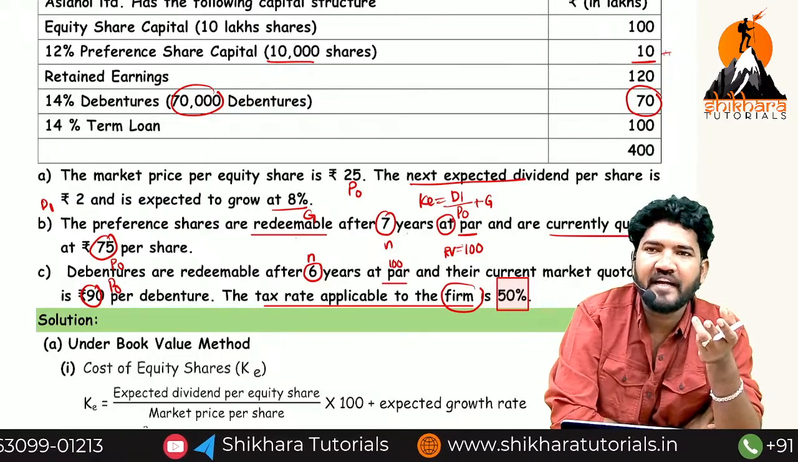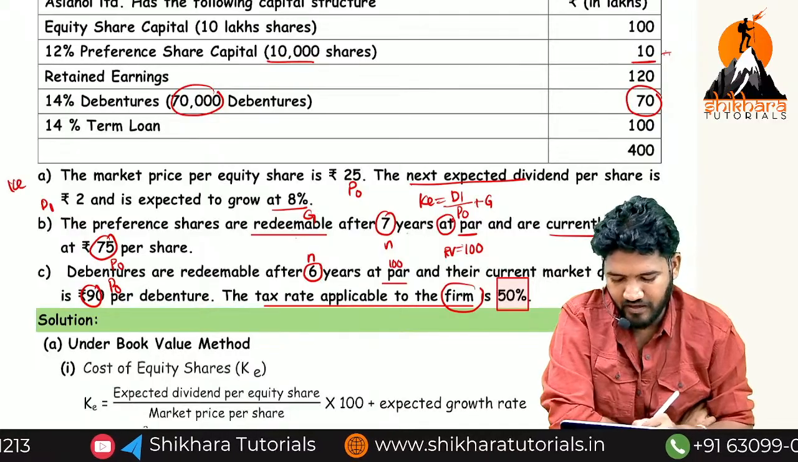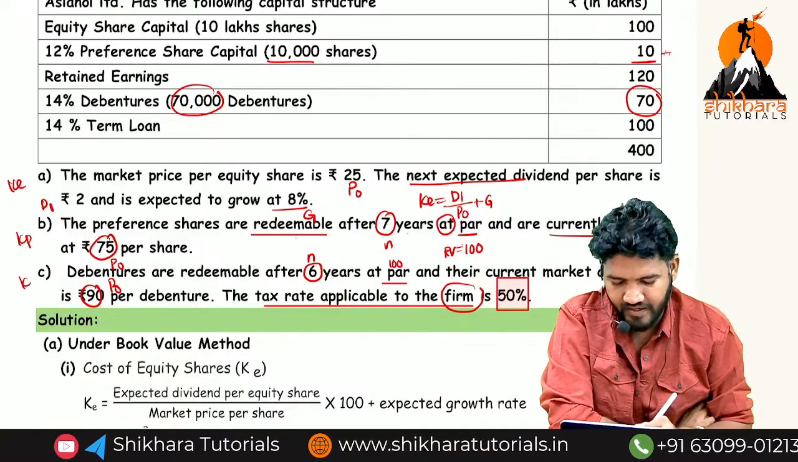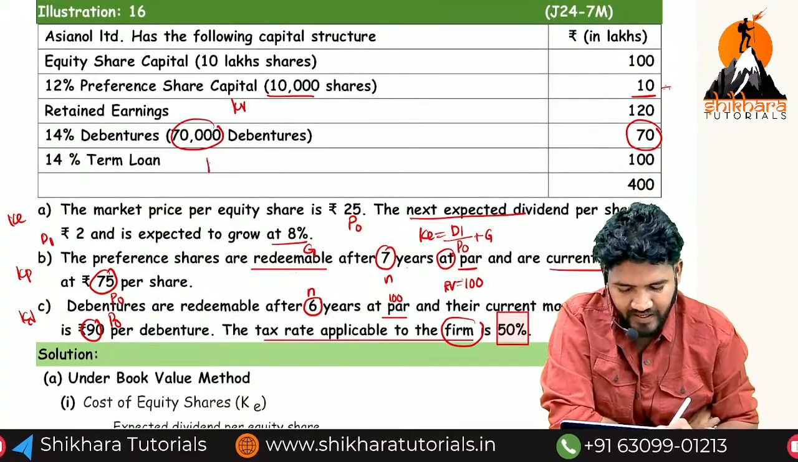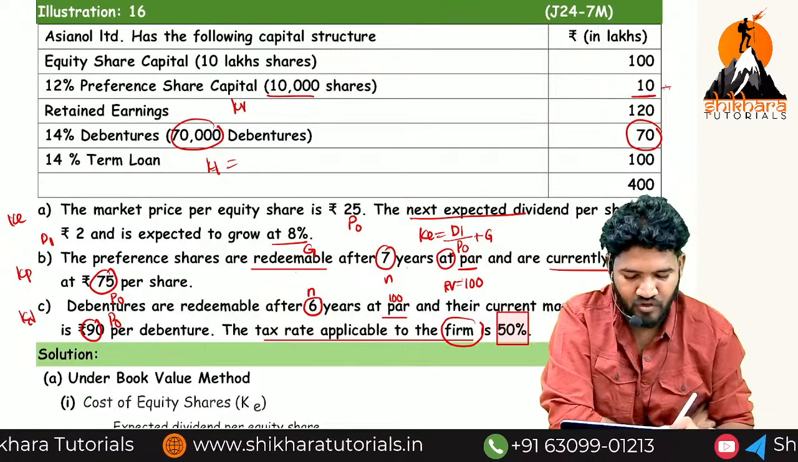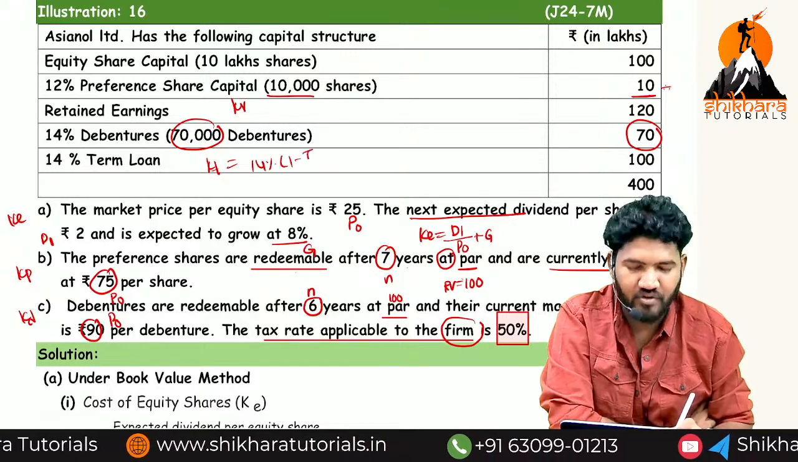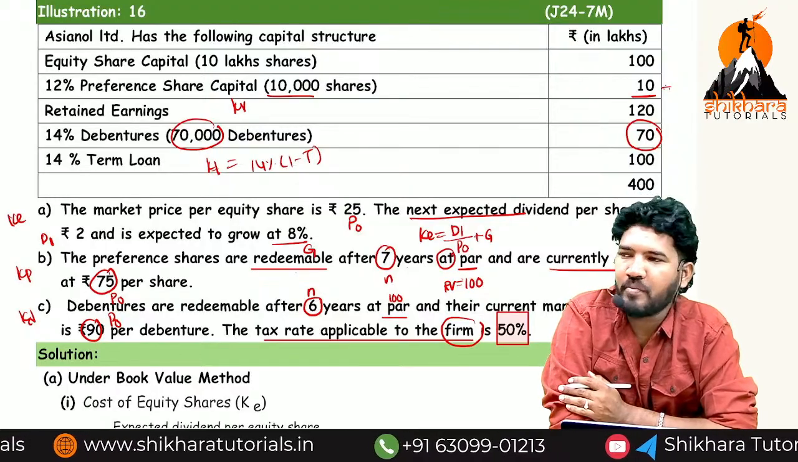Another point. They did not specify KT, they did not specify KR. Here I will get KE, here I will get KP, here I will get KD. I want KR, KT also. But common sense we are applying. KT is not a difficult calculation: 14% into 1 minus tax only. What about the KR?